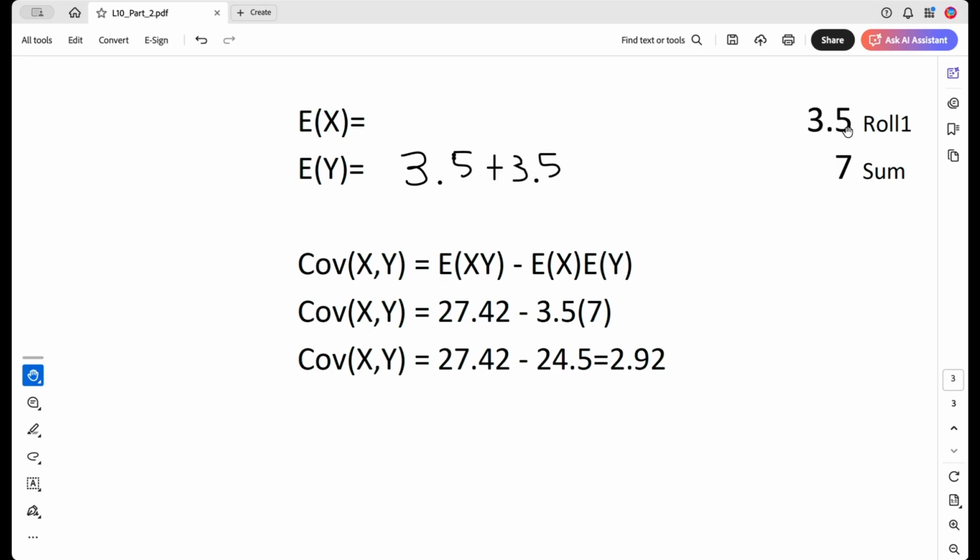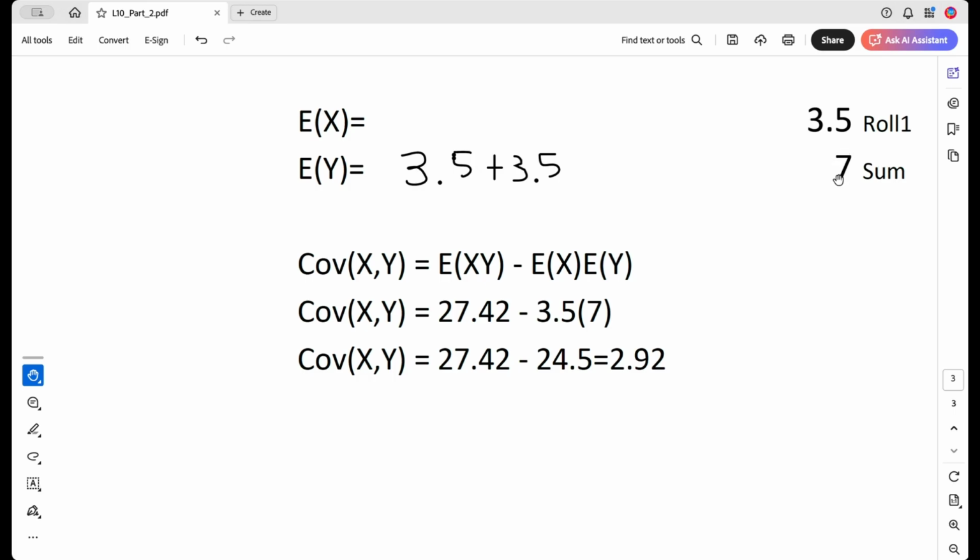Now, y is the sum of the values. What's the expected value of the sum? So it is the sum of the expected values. So it's 3.5 plus 3.5, roll 1 and roll 2. So the expected value of the sum is 7.